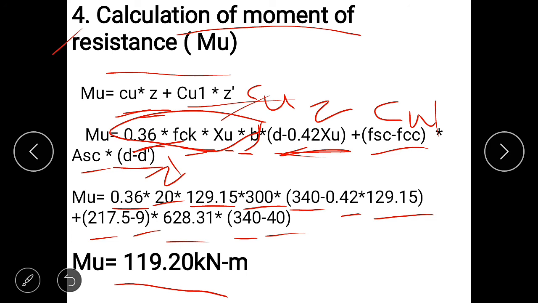So in today's lecture, we studied how to calculate Mu and some steps to design a doubly reinforced section.